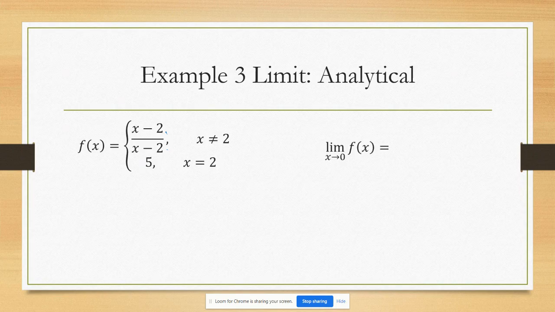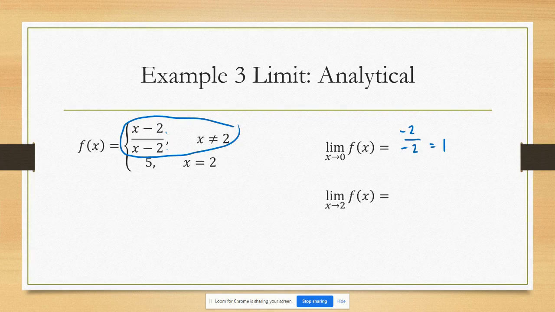So if I ask you the limit as x goes to 0, 0 is definitely not 2, so we would use the top half of our definition. And so close to 0 would be close to -2 divided by close to -2, which would be 1. So if we're really close to 0, our y-coordinate is going to be really close to 1.